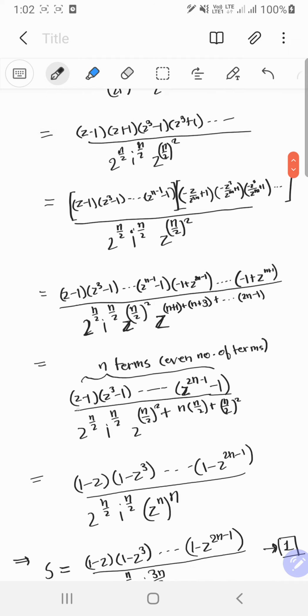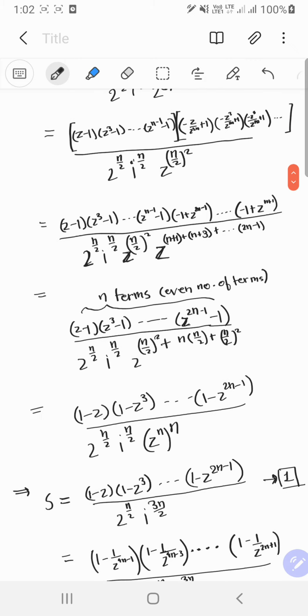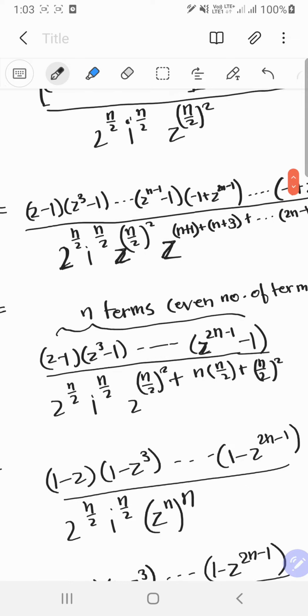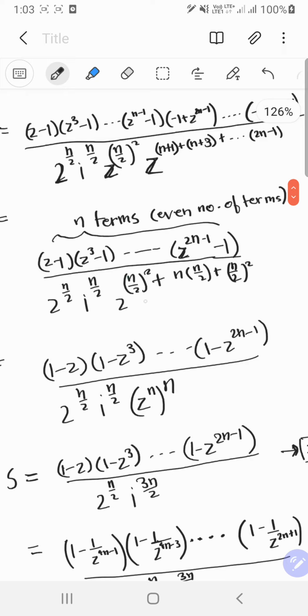Okay, so this is written like this: z minus 1 into z cube minus 1, and so on till z power 2n minus 1. The denominators become like this. So there are still n by 2 terms. n is getting repeated, so n times n by 2. There's this n by 2 squared, which was from earlier, and then you got 1 plus 3 all the way till n minus 1, so that's once again n by 2 squared. So this is n squared by 4 plus n squared by 4, which is n squared by 2, and this is once again n squared by 2, so it's going to be n squared.